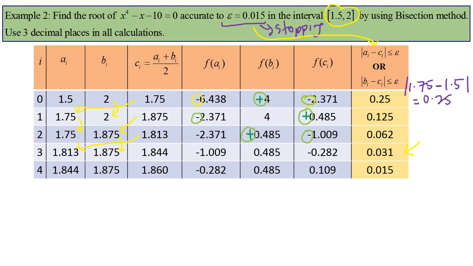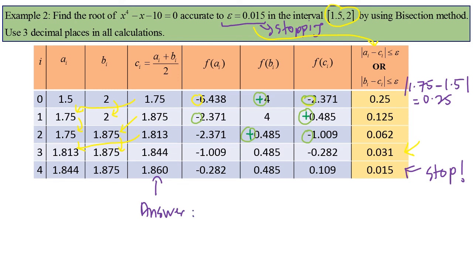Now you can see in iteration 4, the value of epsilon is 0.015, which is the same as the epsilon given in the question. So now you can stop your iteration. Stop your iteration when you reach the stopping value. So we consider that this is the answer that you want.